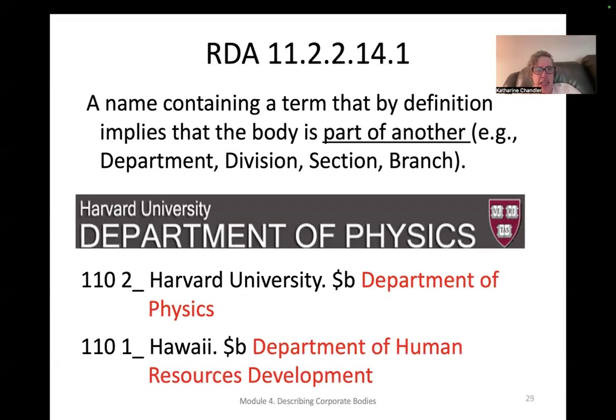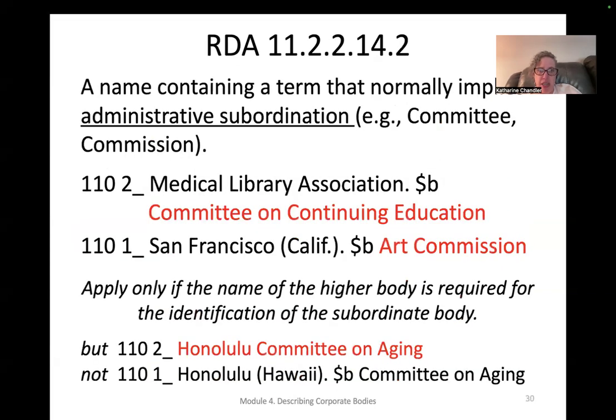A name containing a term that by definition implies that the body is part of another, for example, department, division, section, branch. So Harvard University Department of Physics, Hawaii Department of Human Resources Department. A name containing a term that normally implies administrative subordination, for example, committee, commission: Medical Library Association Committee on Continuing Education, San Francisco, California Art Commission. Apply only if the name of the higher body is required for the identification of the subordinate body, but Honolulu Committee on Aging, Honolulu, Hawaii Committee on Aging.